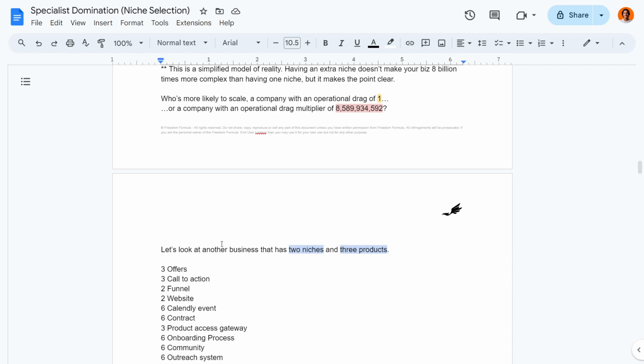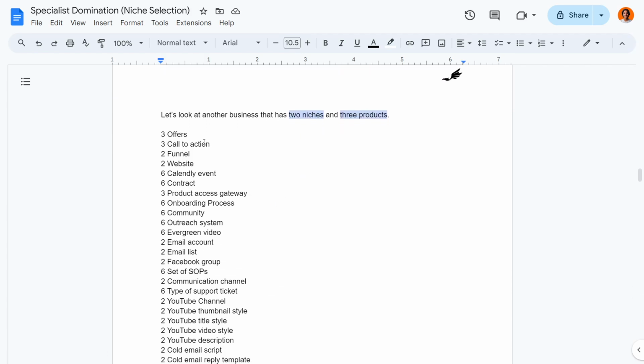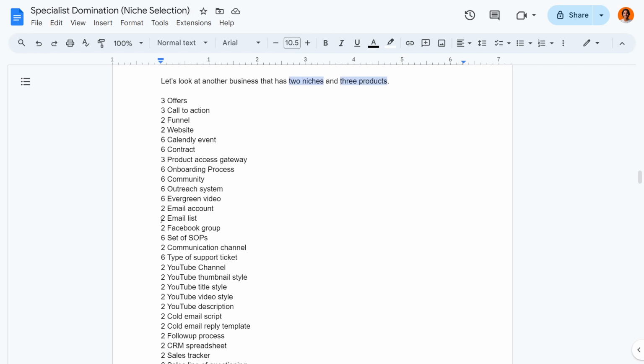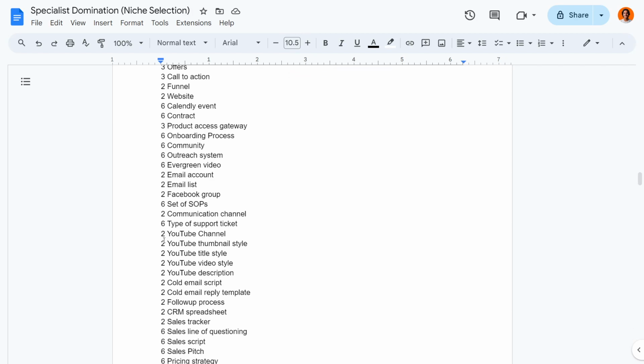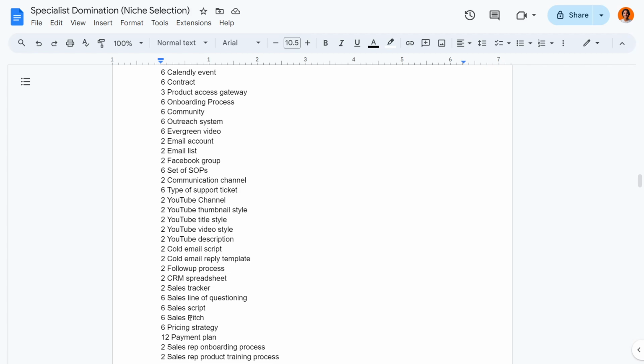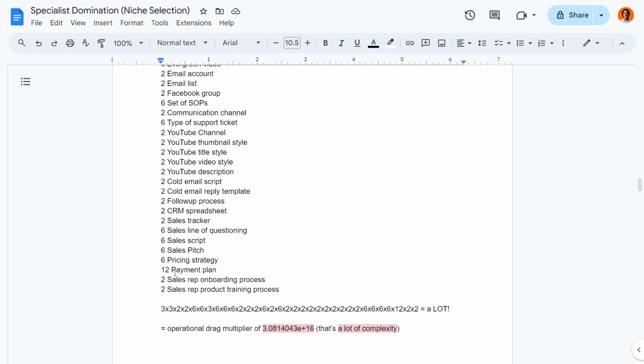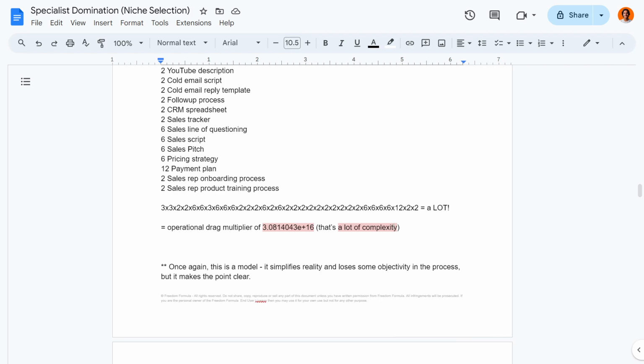Let's take a look at another business that has two niches and three products. They'll need three offers, three call to actions, two funnels, two websites. They'll need 6 Calendly events, 6 contracts, 6 communities, 6 evergreen videos, 6 sets of standard operating procedures, 2 YouTube channels, 6 pitches, 6 sales scripts, 12 payment plans, and things like that, right? So the operational drag multiplier would be so high, right? That's a lot of complexity. Once again, this is just a model. It simplifies reality and loses some objectivity in the process, but I hope it makes the point clear.